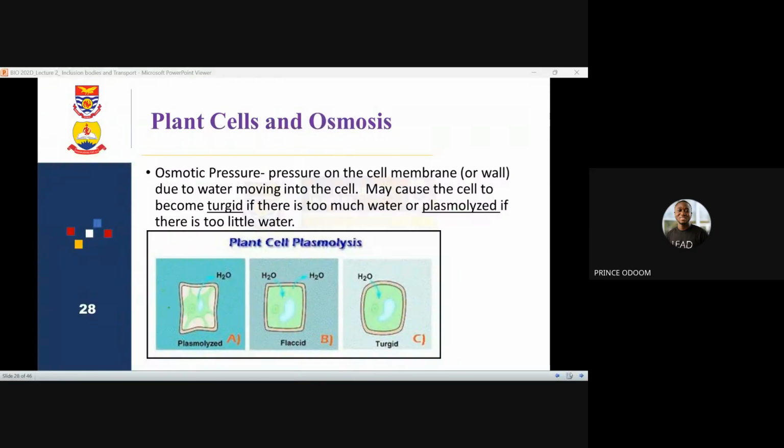The cell will shrink. But when you place it into a hypotonic solution, it will gain water and it will burst, because animal cells do not have a cell wall to protect them. With the animal cell, the protoplasm will continue to imbibe water, and finally, when it exceeds its elastic limit, it's going to burst. So let's get the difference, especially when you put it into a hypotonic solution.